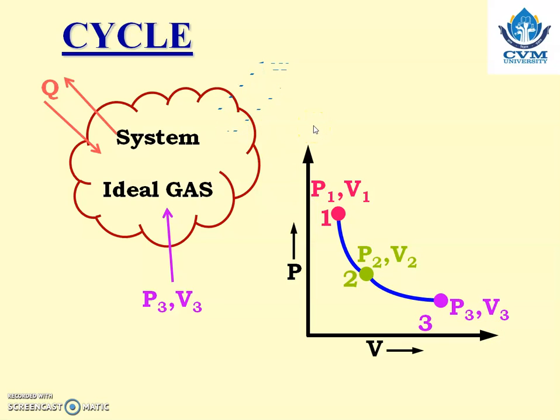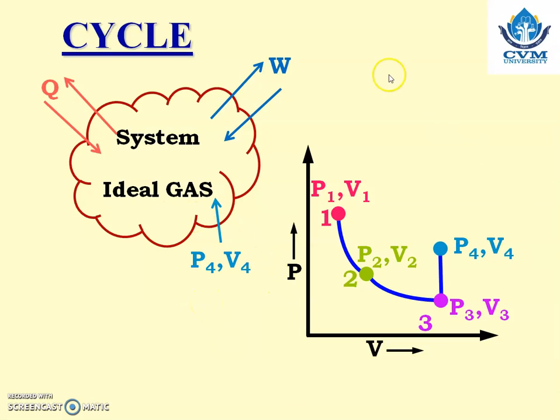Now let us say again some heat and work interaction takes place between system and surrounding, and due to that its parameters, that is P3 V3, now change to P4 V4. Now let us represent it on the PV diagram. So it reaches state number 4, which is P4 and V4.